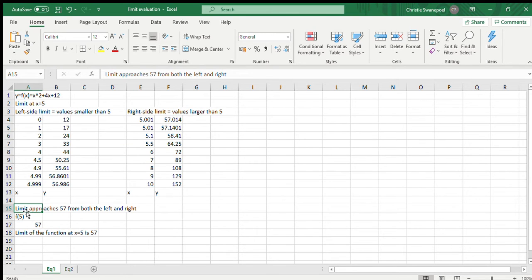So we say the limit approaches 57 from both the left and the right. If we evaluate the function at x equal to 5, that means 5 squared plus 4 times 5 plus 12, we get 57. That means the limit of the function at x equal to 5 is 57.